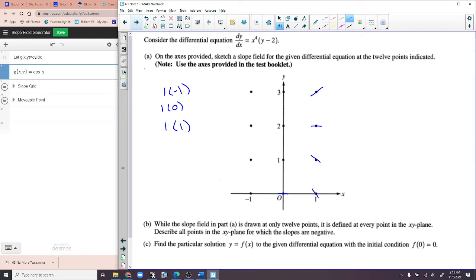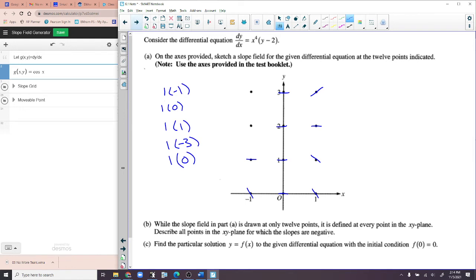0, 1. That's just going to be 0, isn't it? 0, 2 is 0. 0, 3. As long as that's 0, it's going to be 0. Okay, we got a few left. If I plug -1, I get 1, -3. So that's -3. If I plug -1 in, I get 1, but 0. So that's 0.